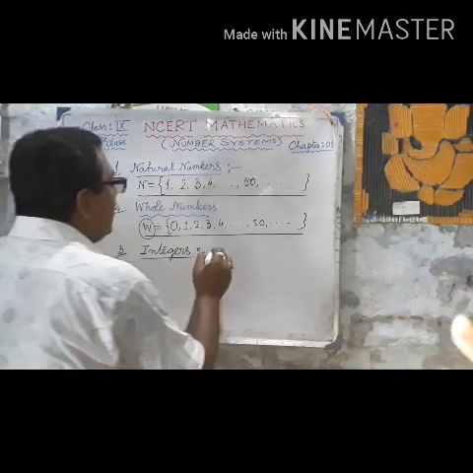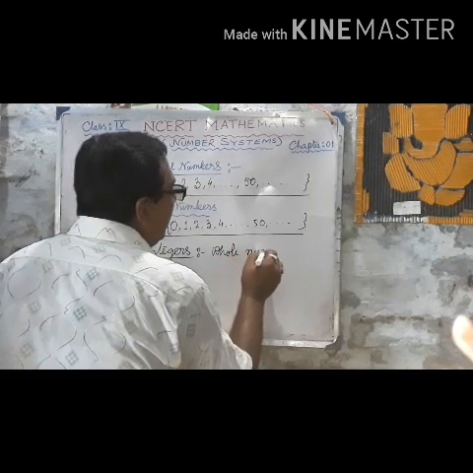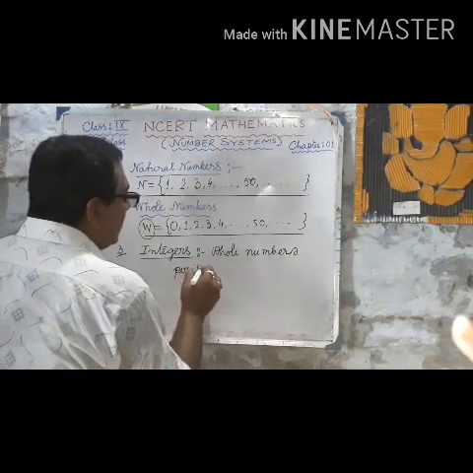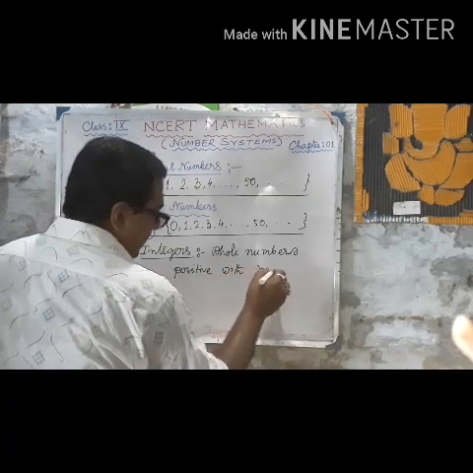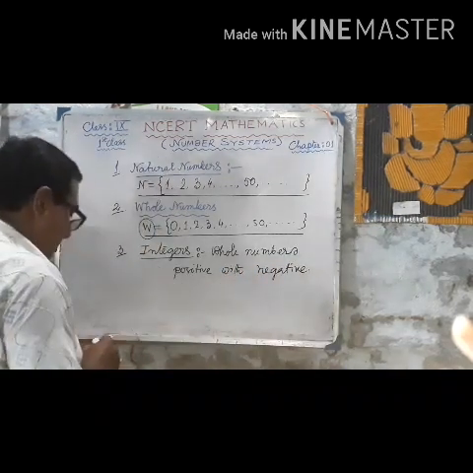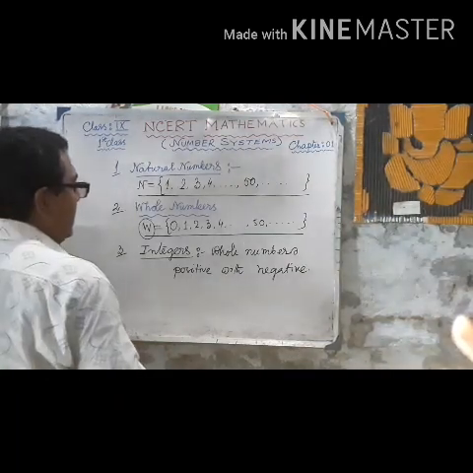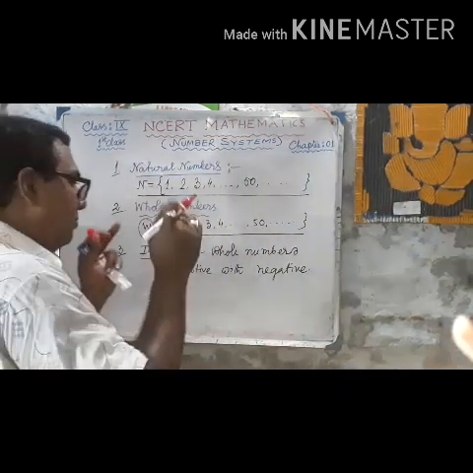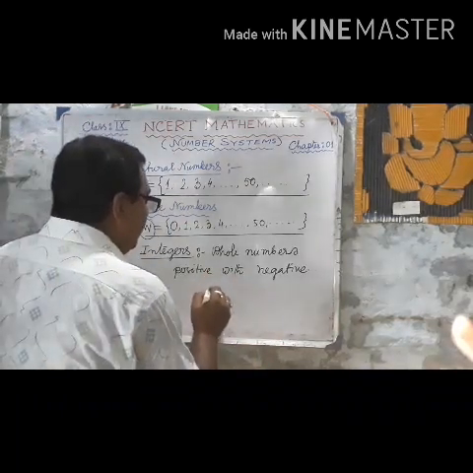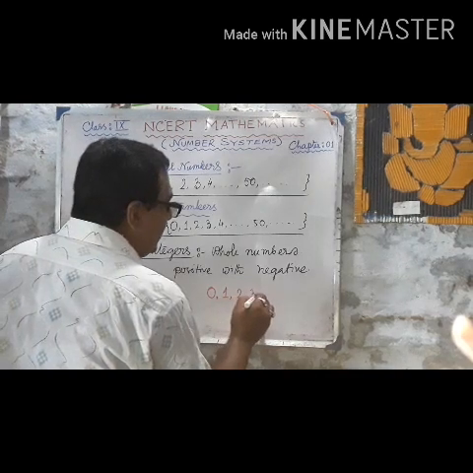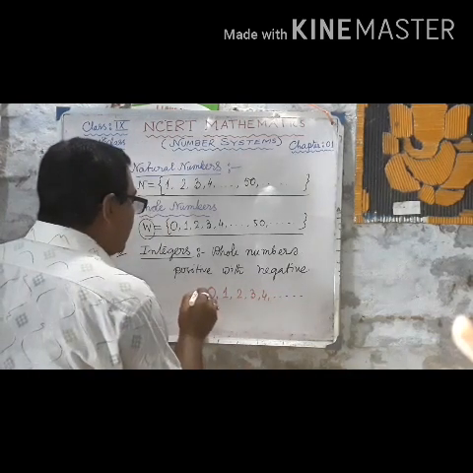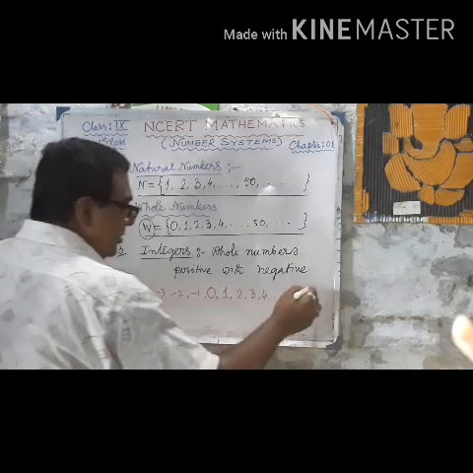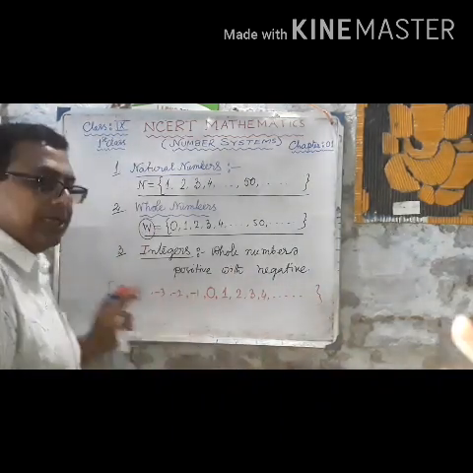Integers. Integers means whole numbers with positive and negative, that is, the set of whole numbers 0, 1, 2, 3, 4, 5 and so on, with positive and negative: 0, 1, 2, 3, 4, minus 1, minus 2, minus 3. That is the set of integers.